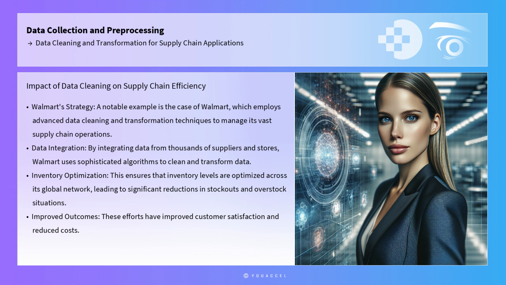Case studies illustrate the dramatic impact of effective data cleaning and transformation on supply chain efficiency. A notable example is the case of Walmart, which employs advanced data cleaning and transformation techniques to manage its vast supply chain operations. By integrating data from thousands of suppliers and stores, Walmart uses sophisticated algorithms to clean and transform data, ensuring that inventory levels are optimized across its global network. This has led to significant reductions in stockouts and overstock situations, improving customer satisfaction and reducing costs.